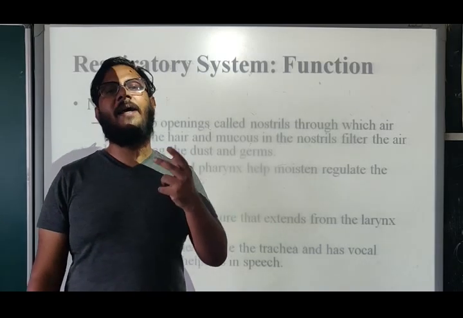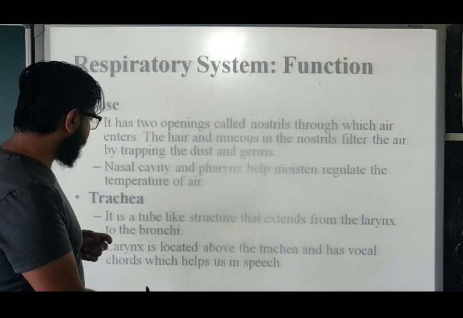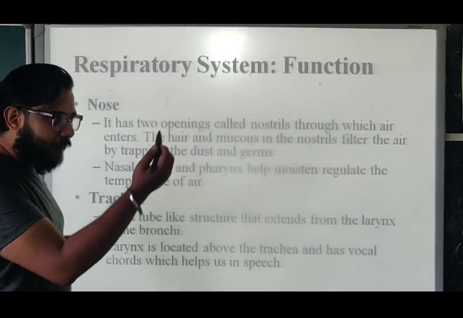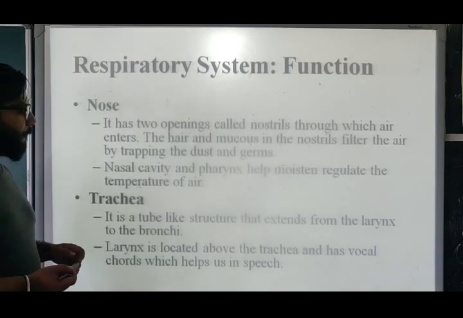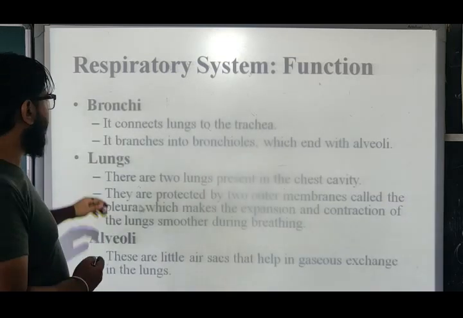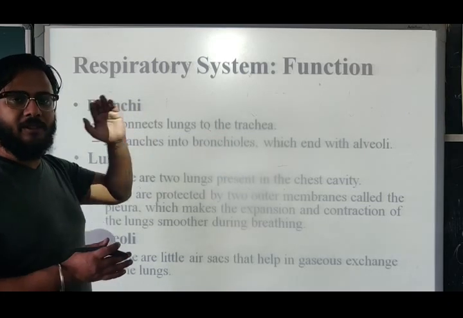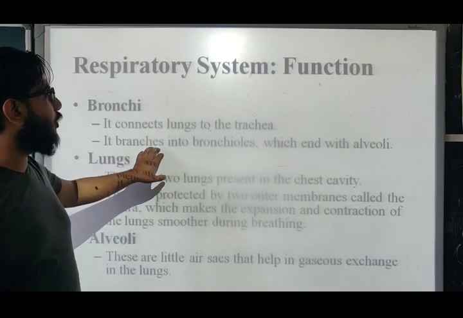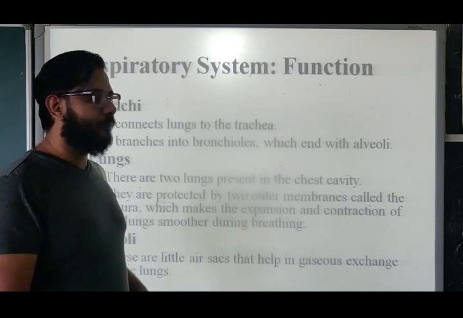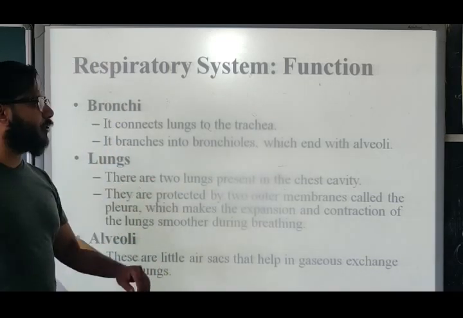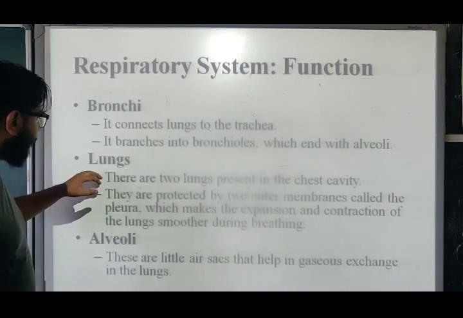So the larynx is there, which helps us in speech. The trachea starts right below the larynx and goes down to the bronchi. Next is the bronchi. It connects the lungs to the trachea. It branches into bronchioles, which end with alveoli, and we'll talk about that.